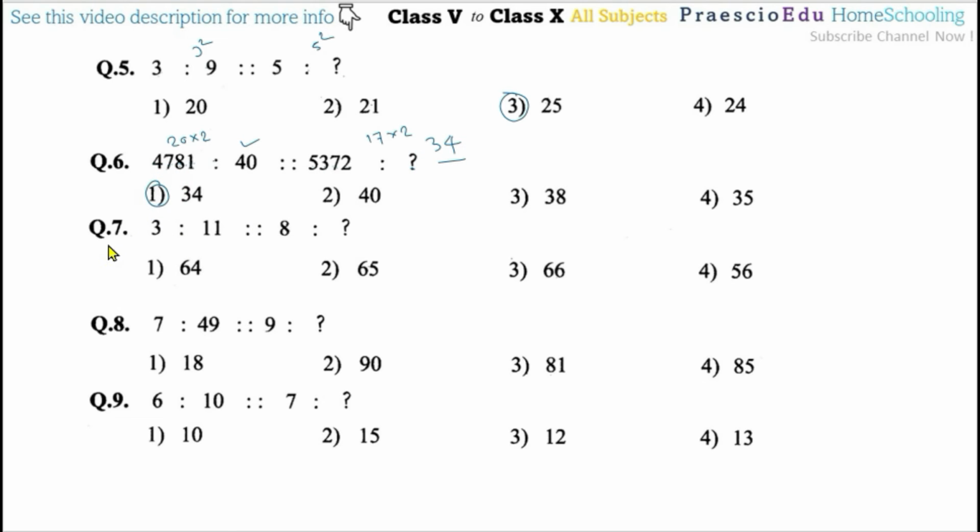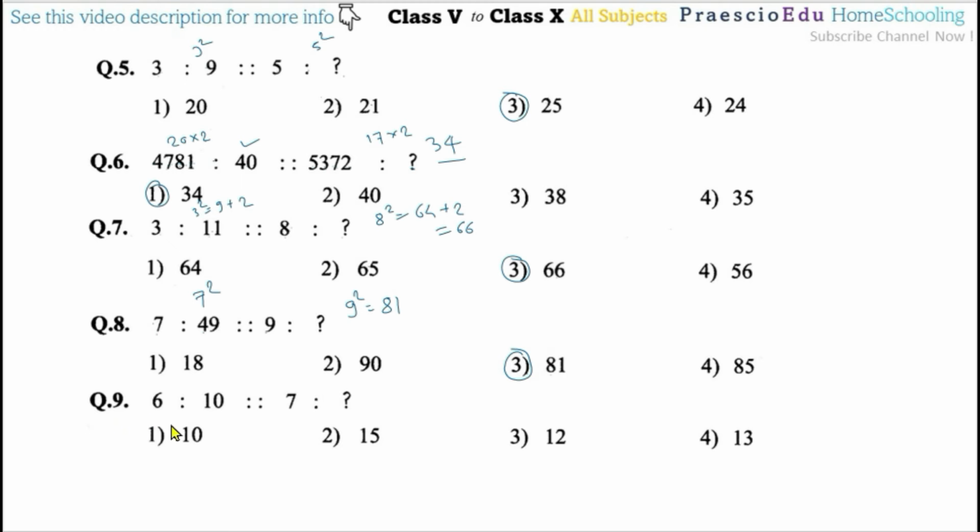Question number 7, 3, 11, 8 and question mark. So 3 and 11, if you make the relation, 3 square is 9 plus 2 is 11. So like this one, 8 square is 64 plus 2 means 66. So 66 is given in option number 3. Now question number 8, 7 then 49 then 9. So 7 square is 49. So like this one, 9 square is 81 and this is given in option number 3.